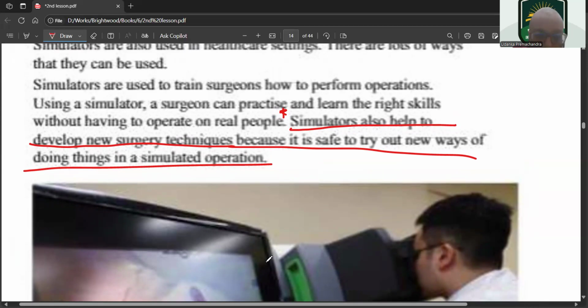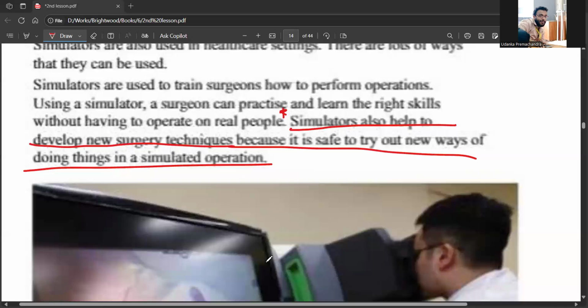Okay, please write it down. Write down that underlined part, which is about the medical industry, actually the hospitals.